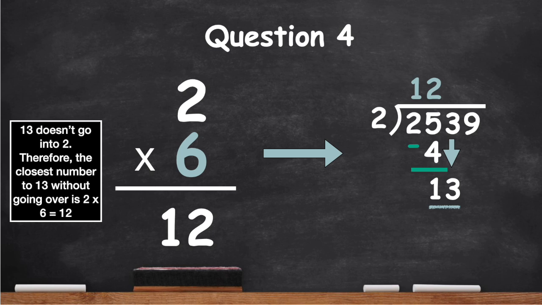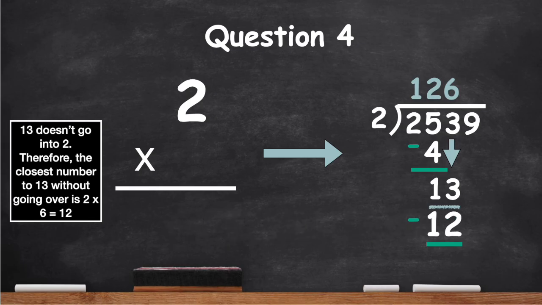So 2 times 6 equals 12. Therefore, we're going to move that 6 on top of the 3. And then after, we know we're going to subtract the 13 by the answer, which is 12, because 2 times 6 is 12. So 13 minus 12 equals 1. Then we're going to bring down that 9, and we're going to divide 19 by 2.